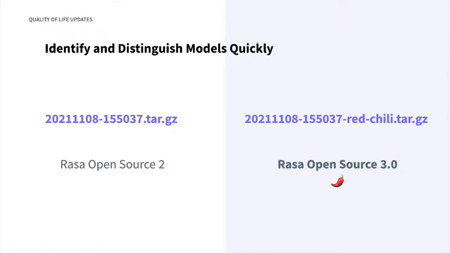Rasa Open Source 3.0 mitigates that. On top of the timestamp, it will now also contain a randomly generated name. This makes it easier for you to distinguish models quickly and to remember their names. For this feature, we have collaborated with the maintainer of a library called Random Name. We Rasa developers have contributed to this library. I think this really shows how the open source community can support each other and thrive together.